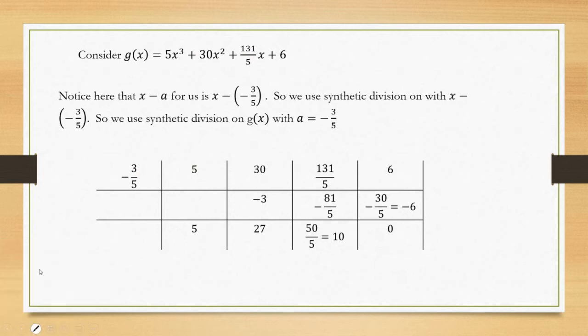So we multiply like so. When you multiply negative 3 over 5 times 5, the 5s cancel. You're left with negative 3. And here, the 30. Then here, 30 plus negative 3, right? You add, and you get 27. Then you basically do the same thing. Now you're going to work on 27. So we have negative 3 over 5 times 27. We end up with this.